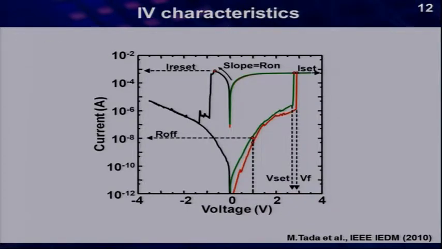This is the current-voltage characteristics. The current is limited by MOSFET. The on conductance can be controlled by the set current. Set operation means the turn on. The reset operation means the turn off. The on conductance is proportional to the set current. So we can control the on resistance by this current.